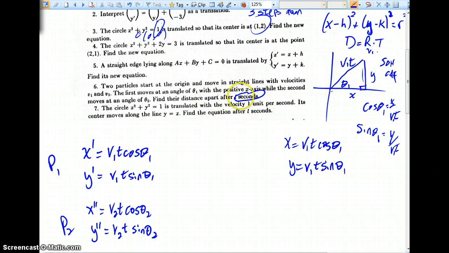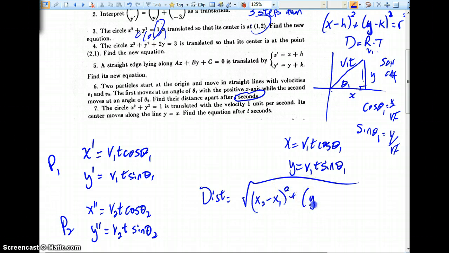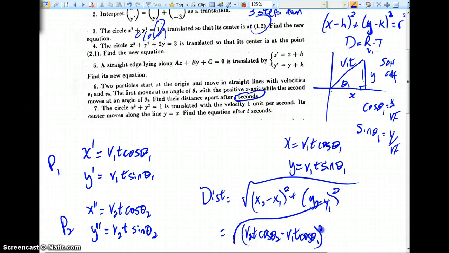Well, we have this. They're saying, how far apart are these? Well, wow, we'd need the distance formula, wouldn't we? We'd need x2 minus x1 quantity squared plus y2 minus y1 quantity squared. And what would that look like? Well, just put it all in there. For x2, we'd have v2t cosine of theta 2 minus v1t cosine of theta 1. Square it. And then plus, over here we have v2t sine of theta 2 minus v1t sine of theta 1. Square it. It's a square root all over it.